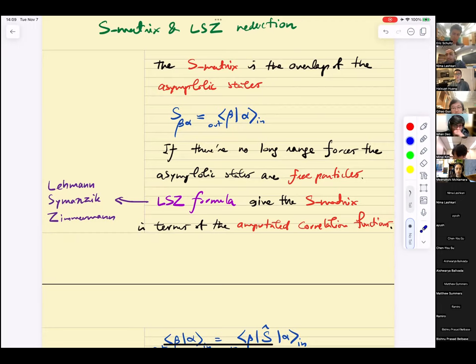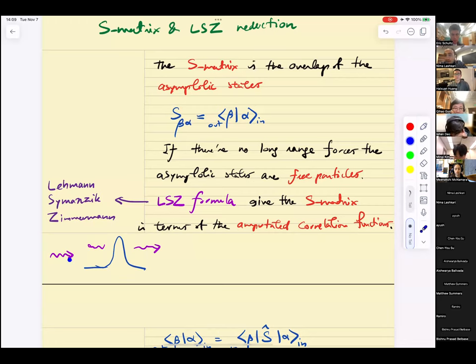Do you guys have an idea of asymptotic states in quantum mechanics, which is 0 plus 1 dimensional QFT? So what is scattering in quantum mechanics? You have some sort of a potential like this, right? You send in a wave from here. Part of it is reflected, part of it goes through. Right? This is a simple one particle scattering in quantum mechanics, off of a potential.